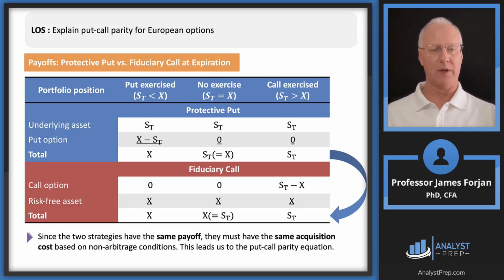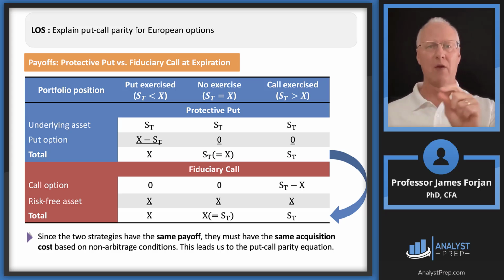So I want to skip down to the arrow point, and let's go ahead and read this together. Since the two strategies, right, the protective put and the fiduciary call, have the same payoffs, they must have the same initial value or the same acquisition cost based on non-arbitrage conditions. And so this is what happens here. No matter what the value of the underlying asset is at the expiration date of the option, whether you own the protective put or the fiduciary call, you're going to have the same payoffs. All right, so let's go through the blue and the red box here as quickly as we can.